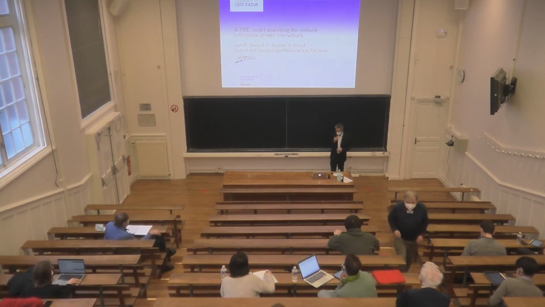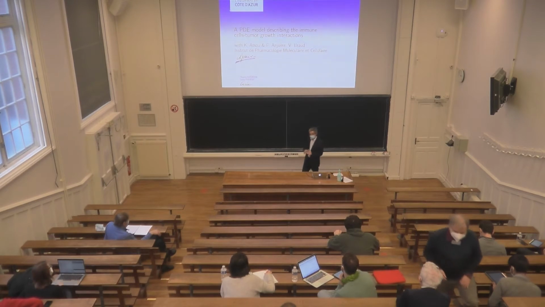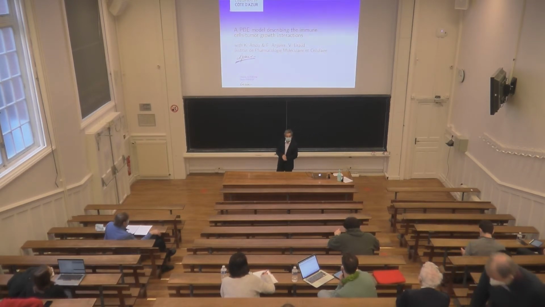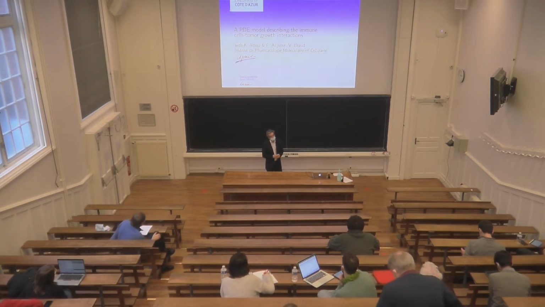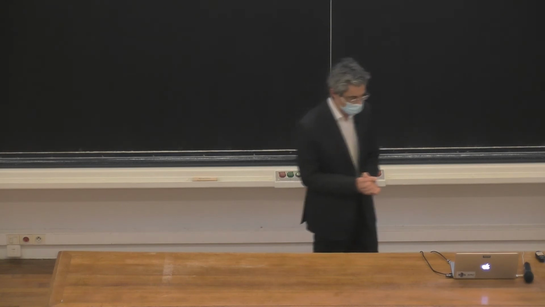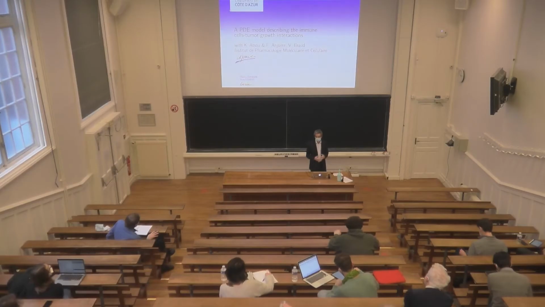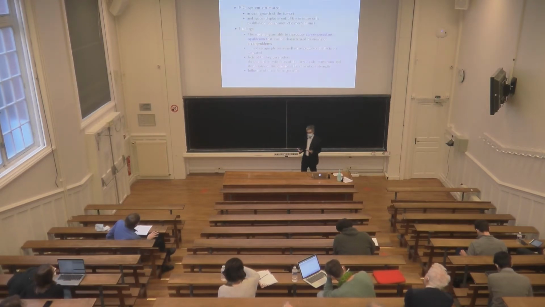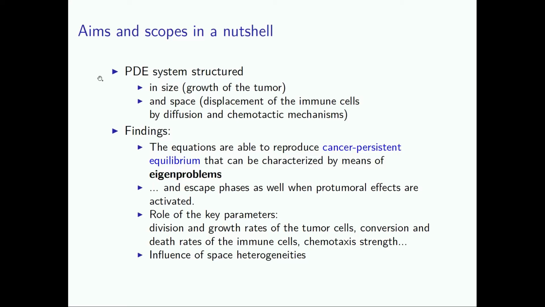And what I'm going to present is essentially a summary of the content of the PhD of Kevin Atsu. It is worth bringing out the fact that this work has been done in tight collaboration with a team of biologists from Sophia Antipolis and Nice, with Fabienne Anjuer and Véronique Brou. Okay. So they really invested in the collaboration and in the mathematical framework and in the modeling of the phenomena they are interested in. So let me start with a summary of the talk, what I want to describe.